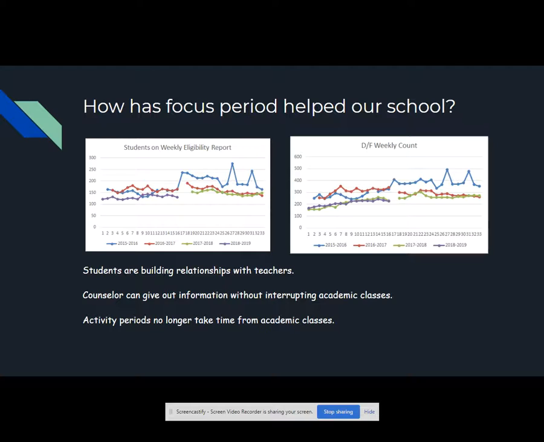And then last, we did also like that activity periods no longer took time away from the academic classes, because we used to have activity periods the last 15 minutes of every hour on Friday. And that was difficult as a teacher sometimes to plan what you were going to do, because you would lose large chunks of your class to the activity period.